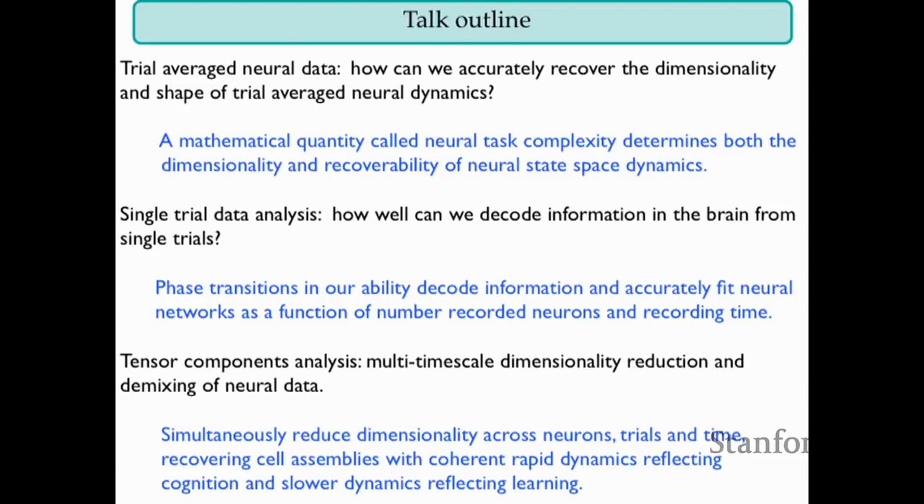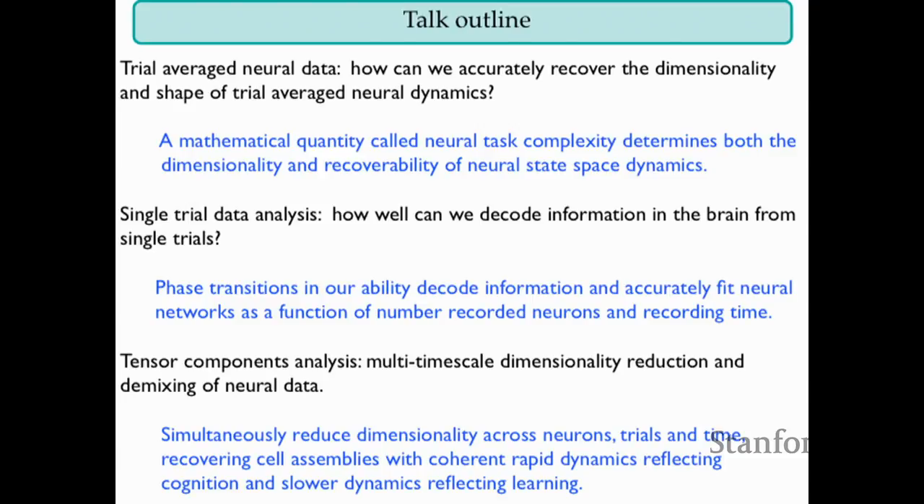How well can we decode information from the brain on a moment-by-moment basis, at each instant of time? And we'll find these phase transitions in our ability to decode information and accurately fit neural networks as a function of the number of recorded neurons and recorded time. And then at the end, I'll discuss an algorithm, which we call tensor components analysis. It's a method to perform multi-timescale neural dimensionality reduction.